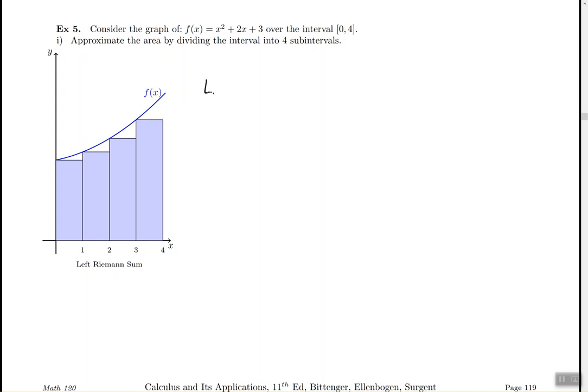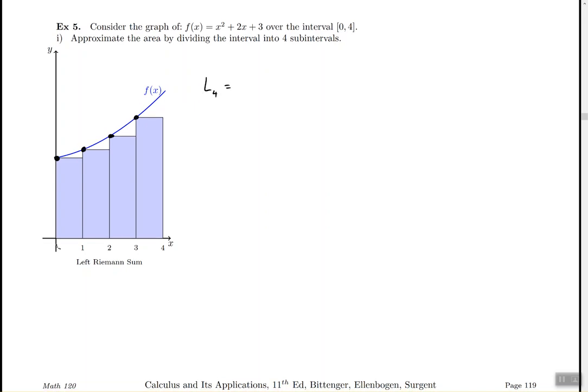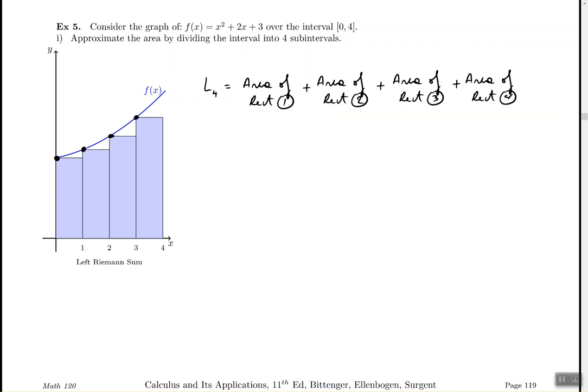So first of all, for the 4 rectangles, the area is going to be called L4, because we're doing a left Riemann sum with 4 rectangles. Left Riemann sum means that we're going to use the left side of each rectangle to figure out how high the rectangle is. You're going to take the number on the left, put it into the function to get the height of each rectangle. But again, it's going to be area of rectangle 1 plus area of rectangle 2, and so on and so forth, all the way to 4.